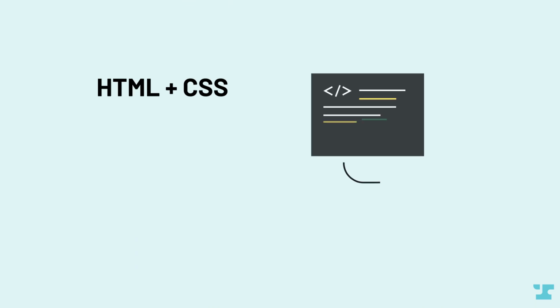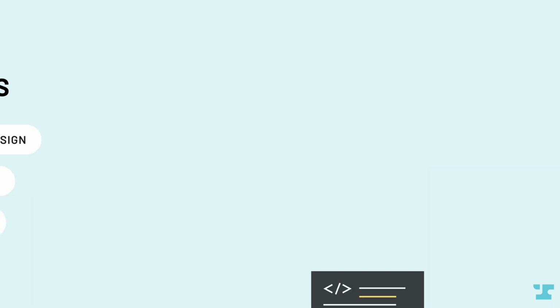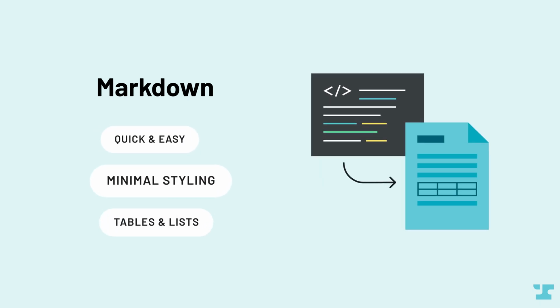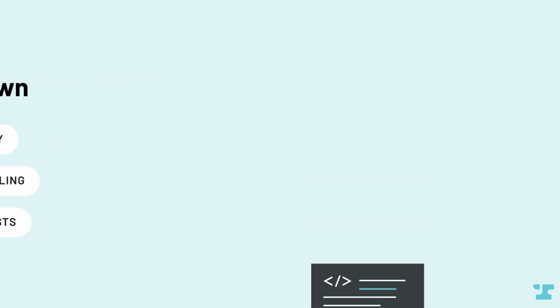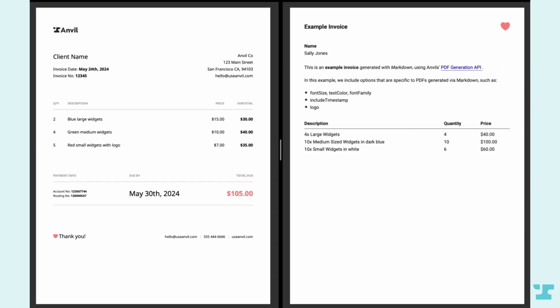Use HTML and CSS to generate pixel-perfect documents with complex layouts or to recreate a web page in a PDF format. Markdown is going to be a much quicker and easier way to generate PDFs. It supports minimal styling, such as font size change, as well as basic tables and lists. Let's take a look at a couple of examples.